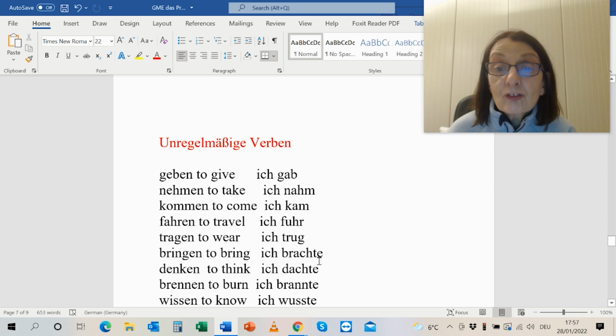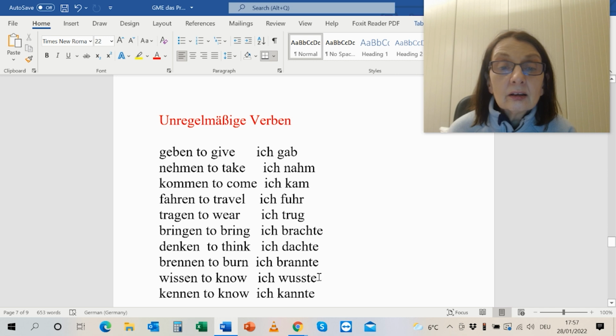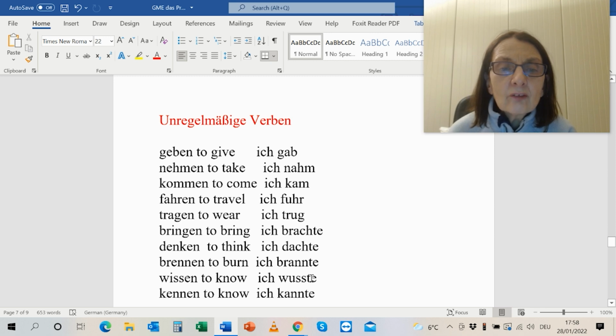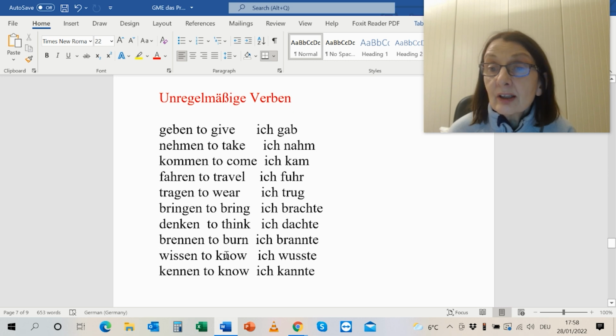Then there's a mixed verb. Why is it called a mixed verb? Well, because it has irregularity here, the brach, and it has the te from the regular verbs. Simpler, denken, the same. Ich dachte, brennen, brannte, wissen, wusste, I knew, ich wusste das, I knew that. And then another verb to know, kennen, ich kannte, knowing people or places and things like that. Wissen is more having knowledge of.